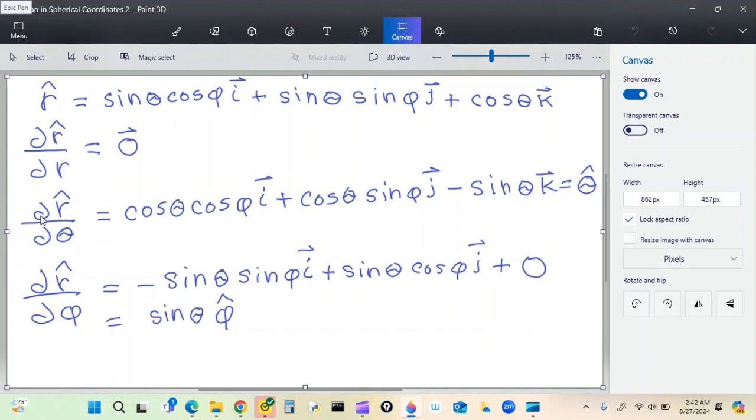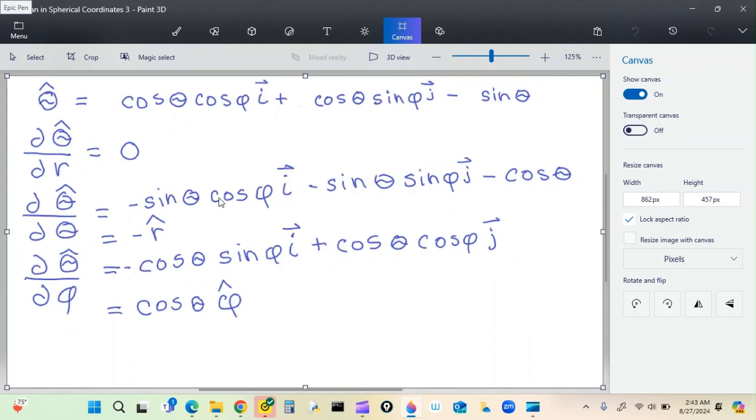So I can just say the partial of the r operator with respect to theta is just theta operator. So you could scratch out all this and put just theta there. On this one, if you factor out sine theta out of both of these, you're right back to the phi operator.